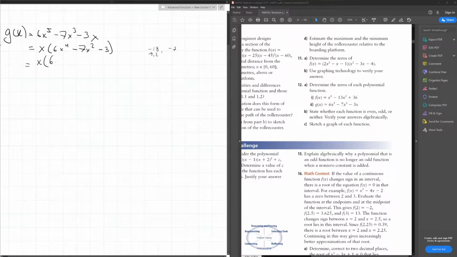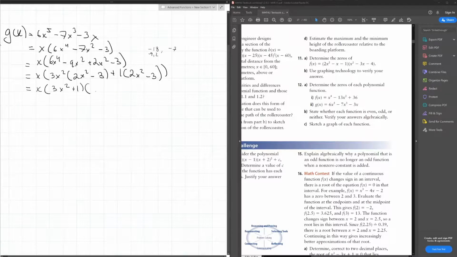That equals x(6x^4 - 9x^2 + 2x^2 - 3), which equals x. Let's factor out the 3x squared, so we'd have 3x^2(2x^2 - 3) plus 1(2x^2 - 3). And now what we have is x(3x^2 + 1)(2x^2 - 3). Okay, there you go.